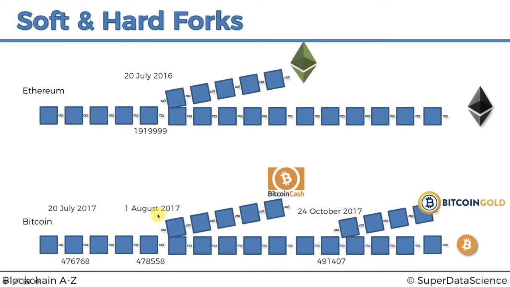On 1st of August 2017, there was a hard fork which was caused by some miners being unhappy with the block size limit of 1 megabyte, and they decided to increase the block size limit to 8 megabytes, and therefore they split off into their own chain, which is now called Bitcoin Cash. Bitcoin continued here, and then on 24th October 2017, there were some miners who were unhappy with the ASIC mining devices because they were too powerful, and these miners wanted to go back to mining with GPUs, and that's why there was another hard fork, and this new chain is now known as Bitcoin Gold, and Bitcoin continued here as well. So that's the real life examples of soft and hard forks.